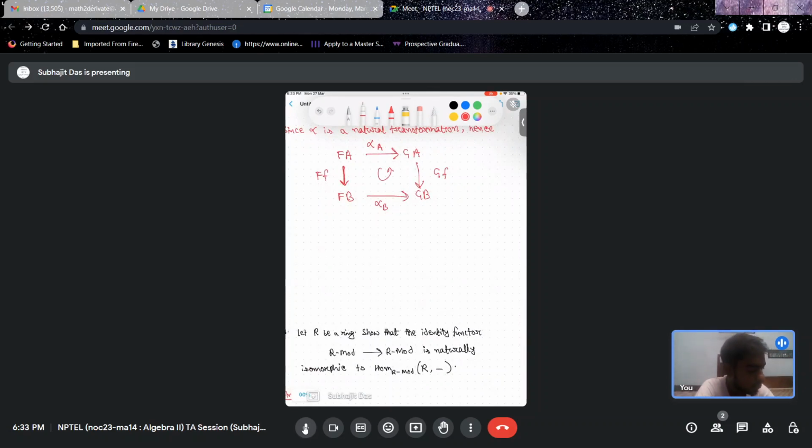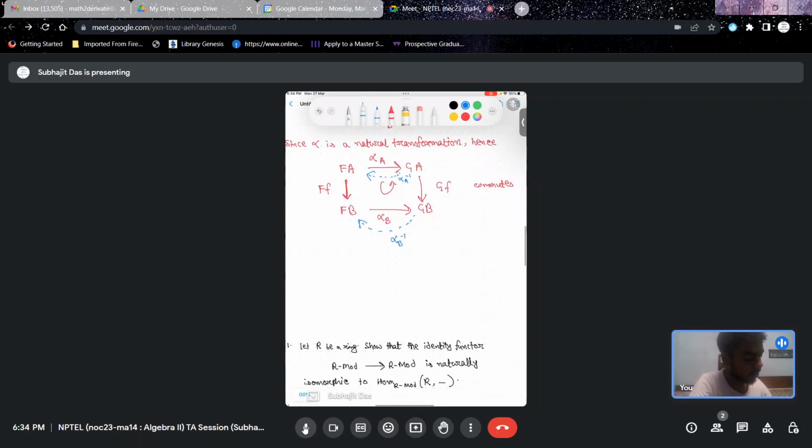Hence this square commutes. Now we can just invert this arrow. The blue arrow in the opposite direction from GA to FA is just alpha at A inverse, and we can invert this arrow: this is just alpha at B inverse. Since the original square commutes using the red horizontal arrows, this new square will also commute, which consists of only the red vertical arrows coming down and the blue horizontal arrows going in the opposite direction to alpha. So this will commute. Hence this square commutes.